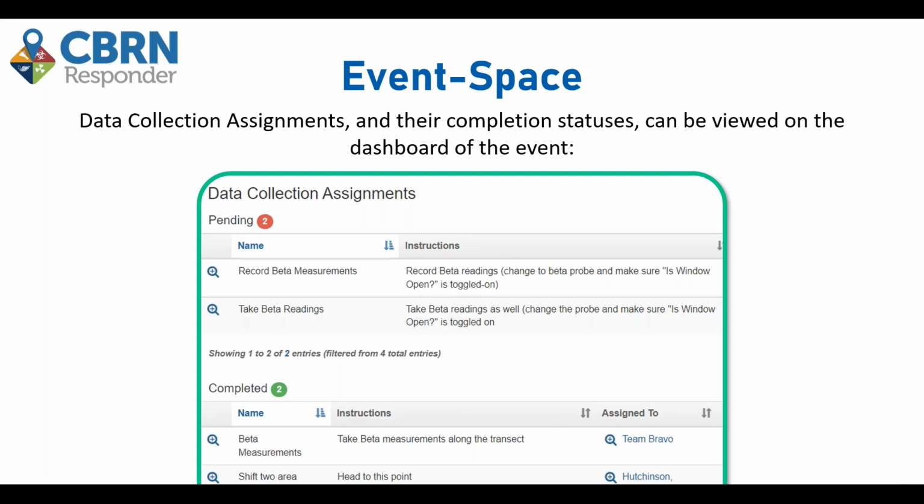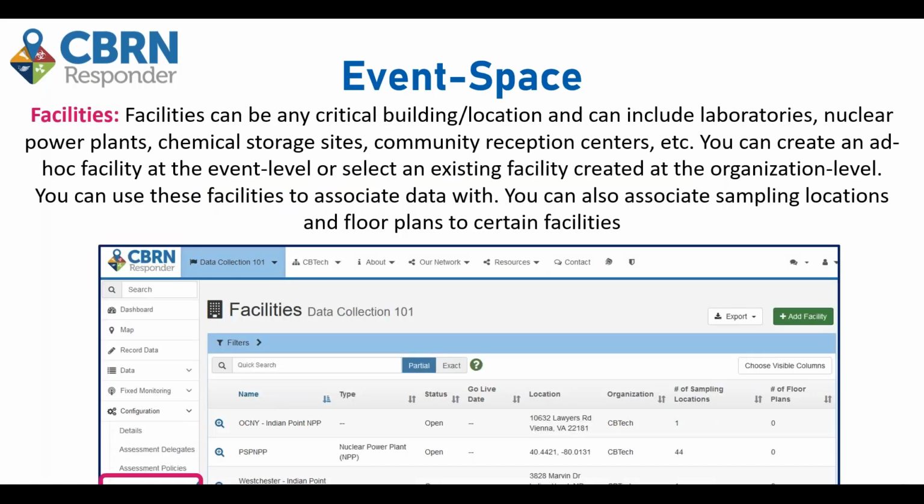The facilities page will show any critical buildings, locations that you have created, whether at the organization level or ad hoc at the event level. So if on event creation, I chose to add within the 25-mile radius, those facilities will automatically be here without any lift on my end. With the facilities, you can also create sampling locations and floor plans, and you can then collect data on those floor plans and at those sampling locations directly from the mobile application.